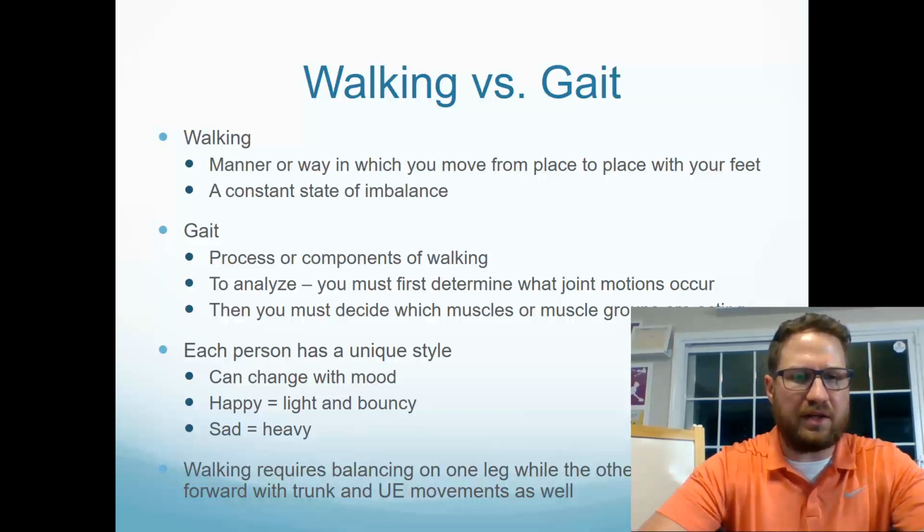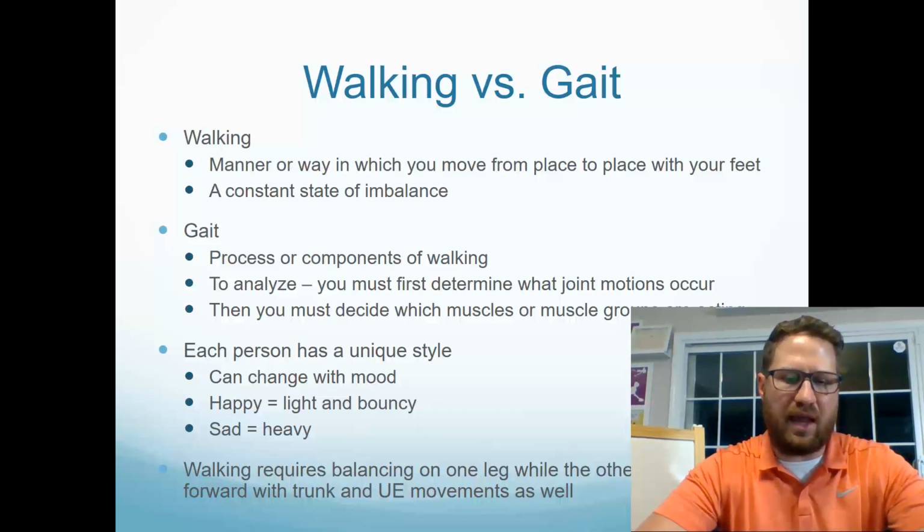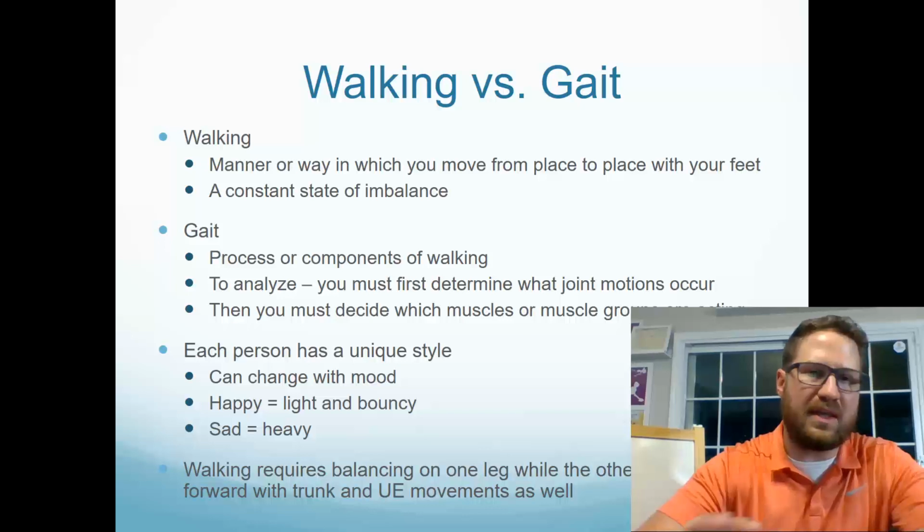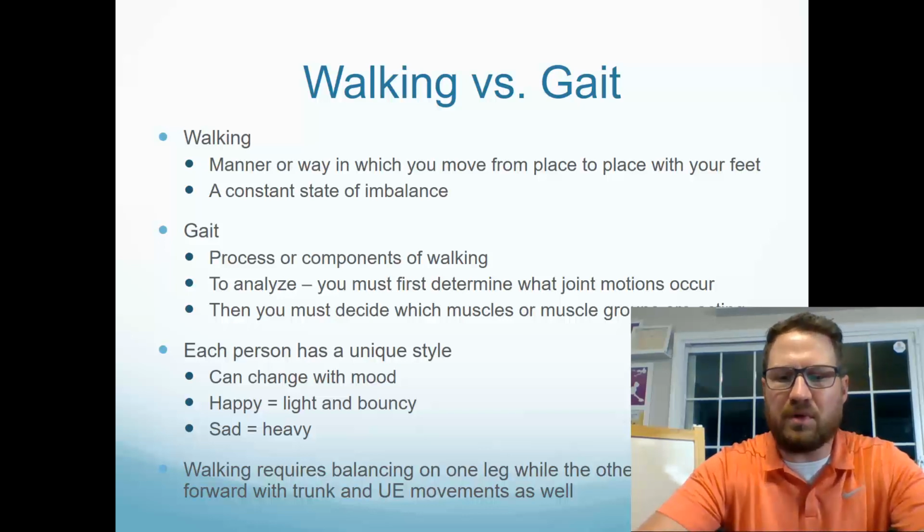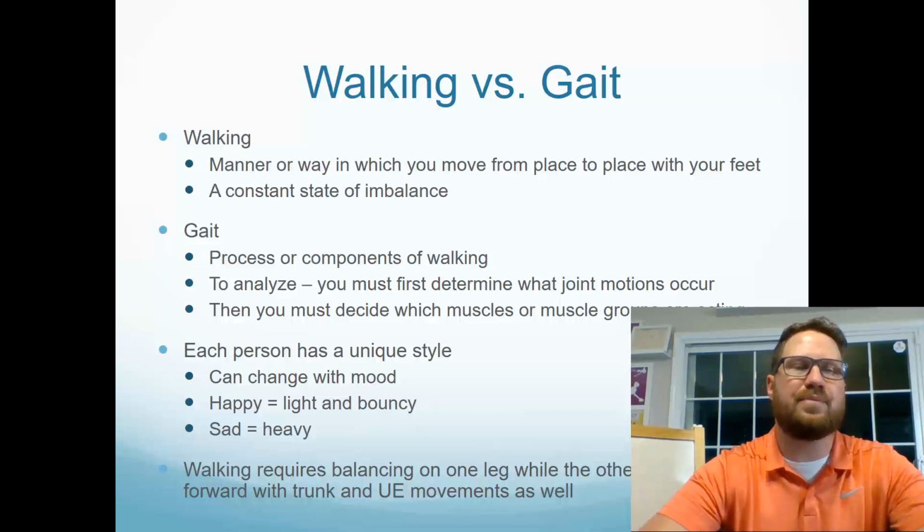Gait, on the other hand, is a process of components of walking. Gait is how we break down those mechanics and movements that we utilize to stay upright. We use gait to analyze, where we must first determine what joint motions occur. We'll go over that in a little bit. And then you must decide which muscles or muscle groups are acting. That's the easiest way we can describe gait training or gait mechanics.